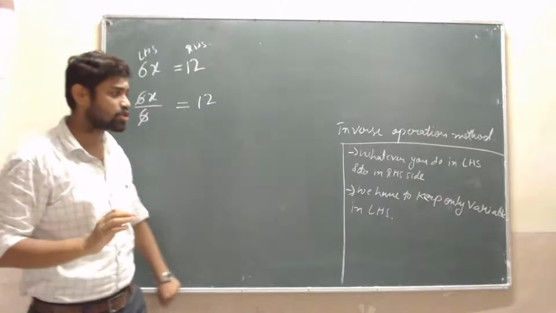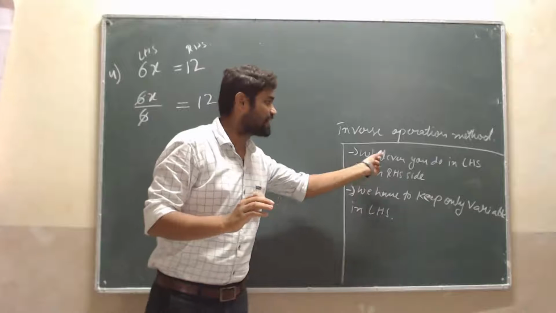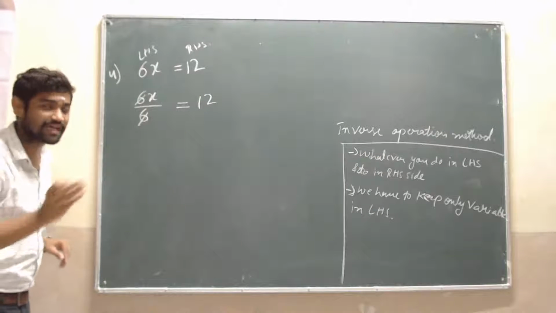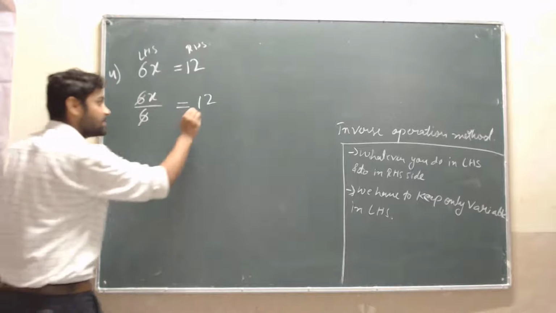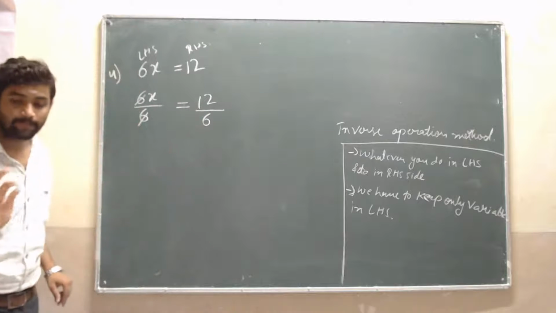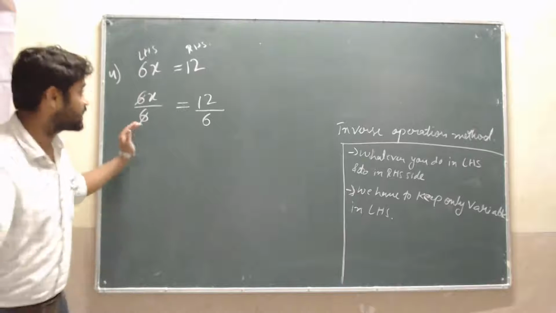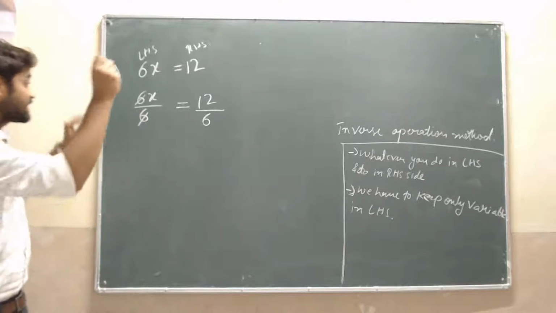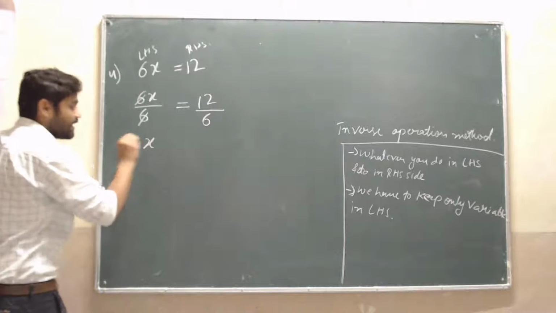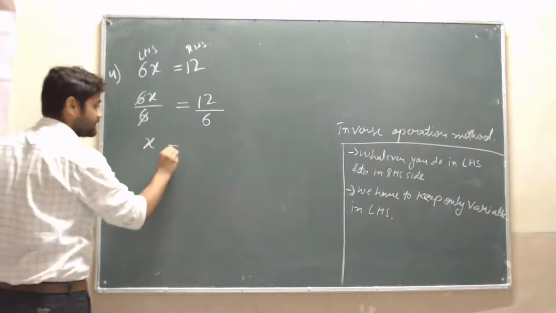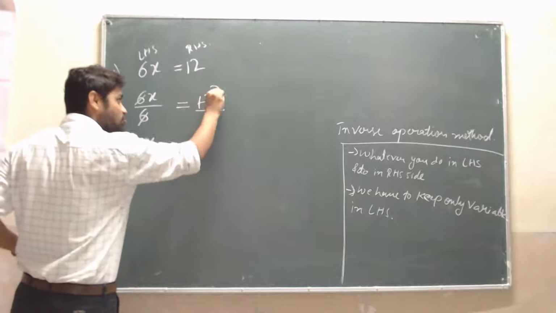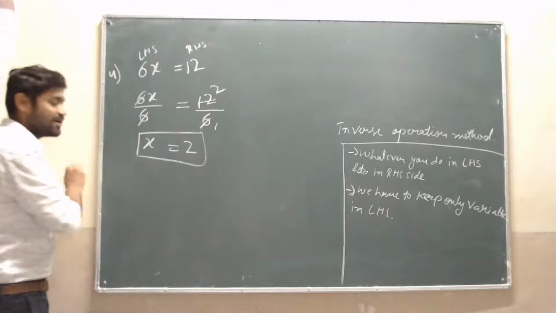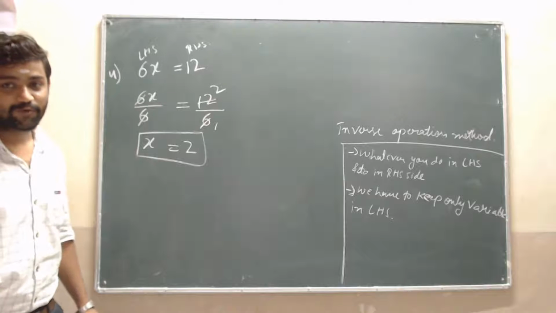Sir, one more thing to concentrate on here: whatever you do in the LHS side, do it in the RHS side. Sir, what did you do in the LHS side? Sir, divided by 6. Then divide by 6 here too. If you don't do it on both sides, it will cheat you. Okay? Then x is here. 6 ones are 6, 6 twos are 12. Then what is the value of x? That is 2.